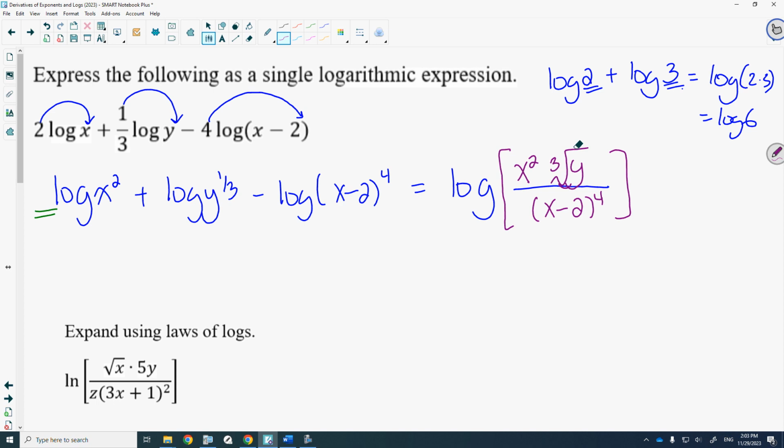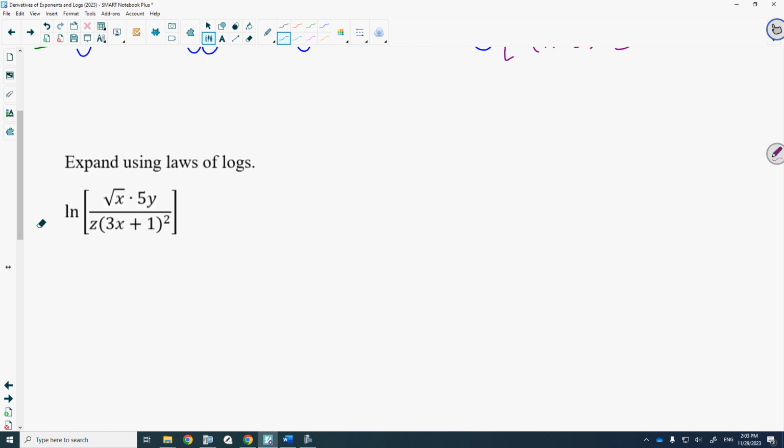Now, we could separate logs as well. So if I gave you this, I could say, okay, separate this guy by, it would be the log of x squared plus the log of the third root of y. This is on the bottom, so then it would be minus this guy. So this one here, we're going to expand using log laws. Now, this is still a natural log, but it's a log base e, right?